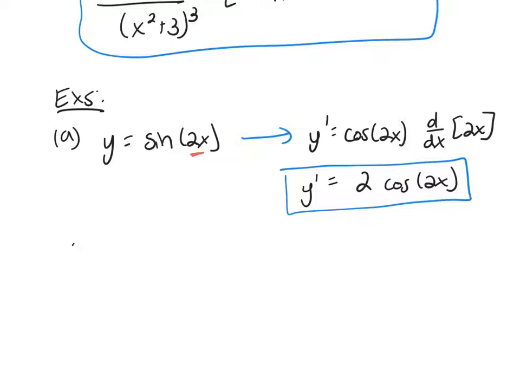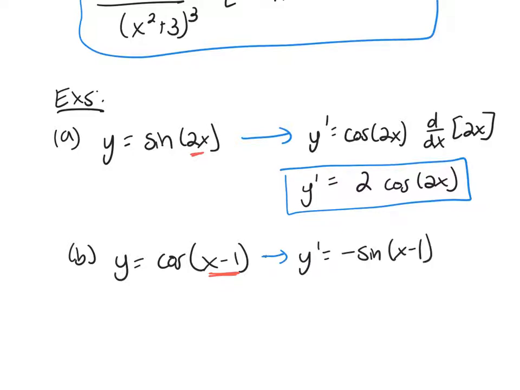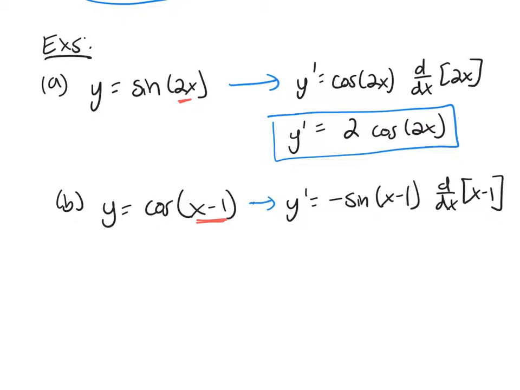What if my function said y equals cosine of x minus 1? Again, my inside here is x minus 1. My outside is going to be the cosine function. What's the derivative of cosine? Negative sine times the derivative of the inside. The derivative of x minus 1 is just 1. So y prime would be negative sine of x minus 1.